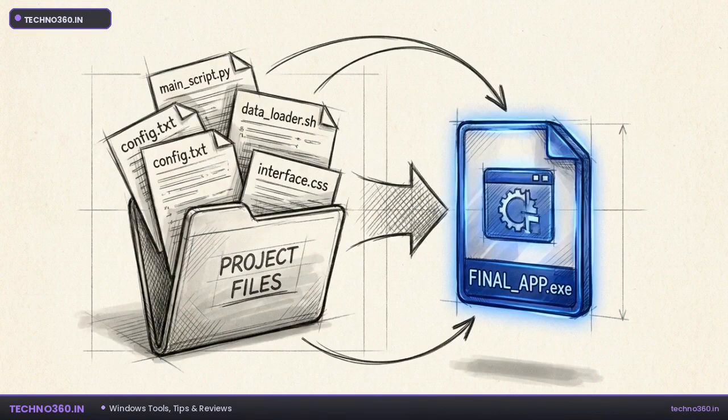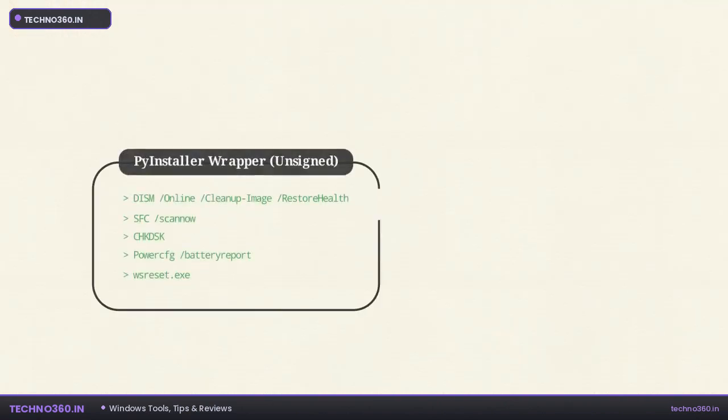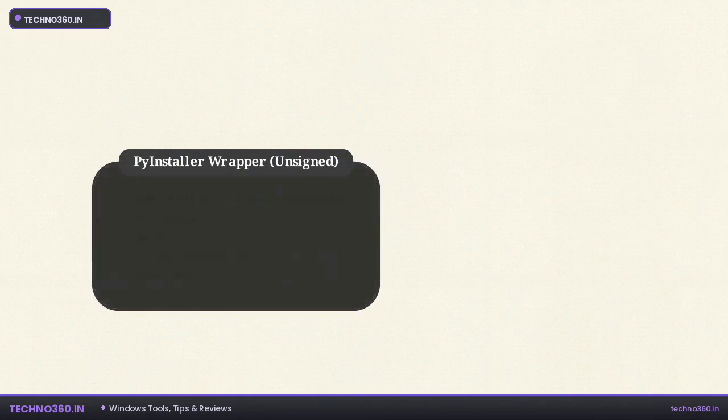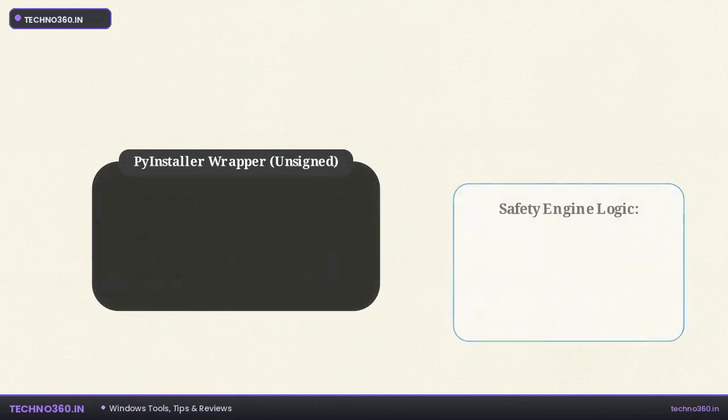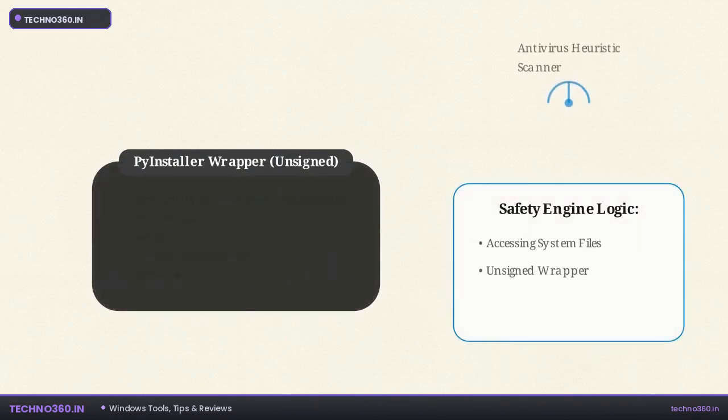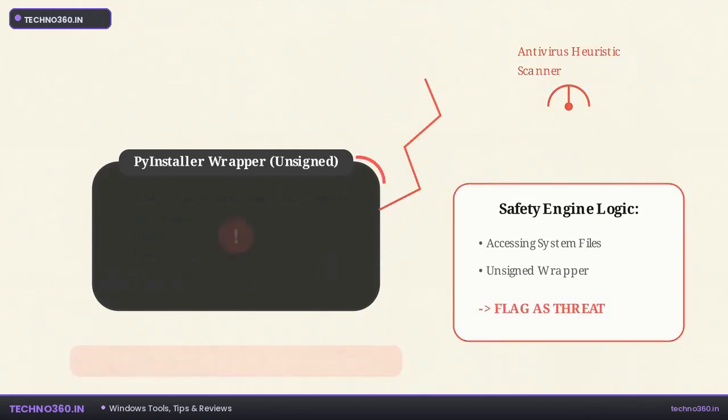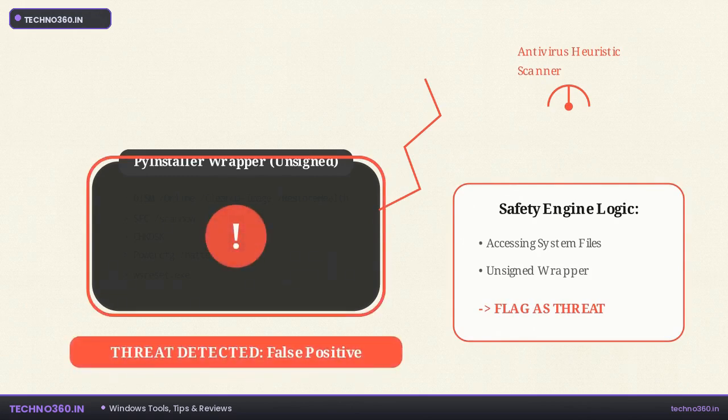The developer wrote the tool in Python and used a common packaging program called PyInstaller to turn those scripts into a single Windows executable file. This diagram shows how PyInstaller wraps the underlying code in an opaque shell, hiding harmless internal scripts from outside view. Modern heuristic antivirus engines treat unsigned wrappers accessing system files with suspicion. The scanner bounces off the shell, assumes the worst, and flags it.